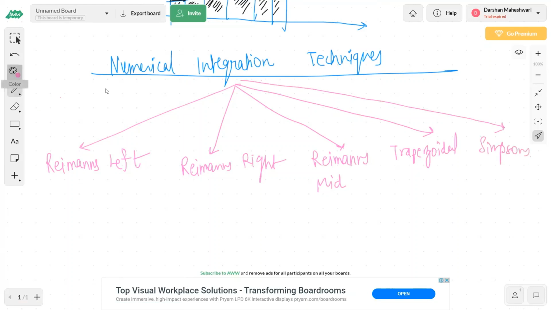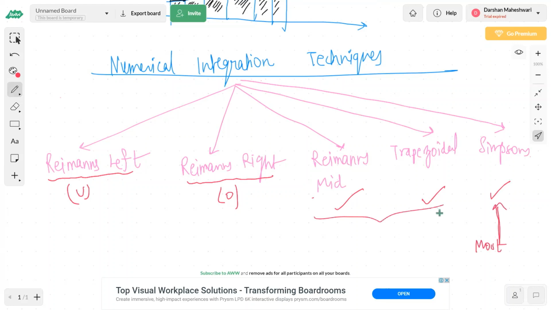And we saw that this was somewhat an under approximation, and this was usually, in our case, an over approximation. These three were the accurate ones among all these 5, with Simpson's being the most accurate, and these two are also very close to the exact answer.